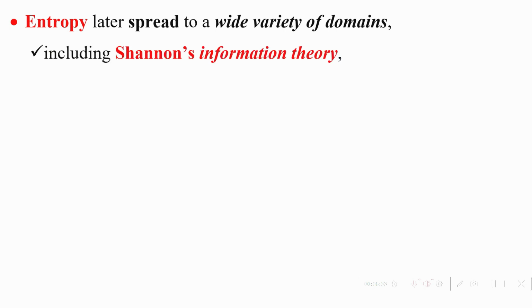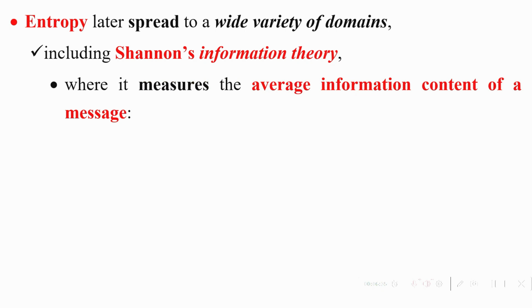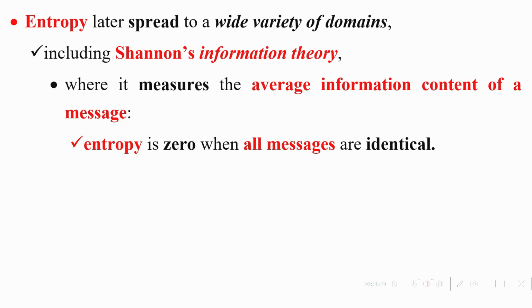Later, entropy spread to a wide variety of domains, like Shannon information theory, where it measures the average information content of a message. Entropy is zero when all the messages are identical. So whenever the entropy value equals 0, all the information is identical, all equal to the same concept.